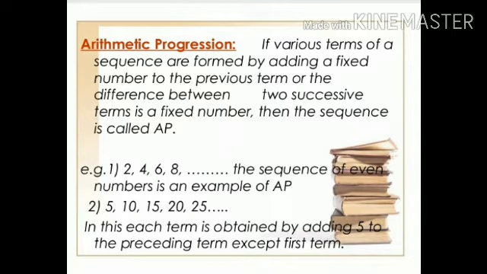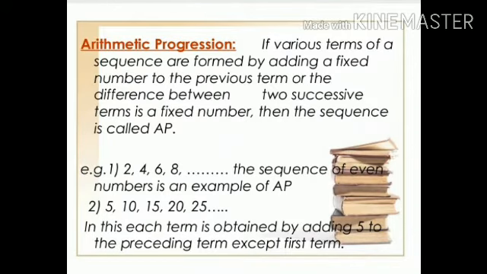Dear students, observe the following examples. In the first one, 2, 4, 6, 8 and so on, the sequence of even numbers is an example of an AP. Dear students, it is a sequence of even numbers. Already you know the even numbers: 2, 4, 6, 8, 10, 12, 14, like this.